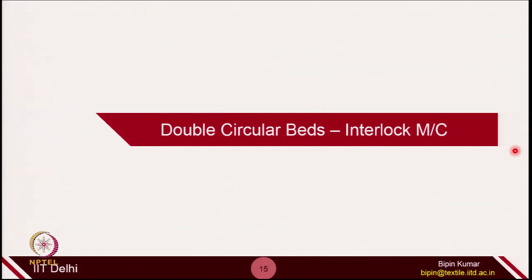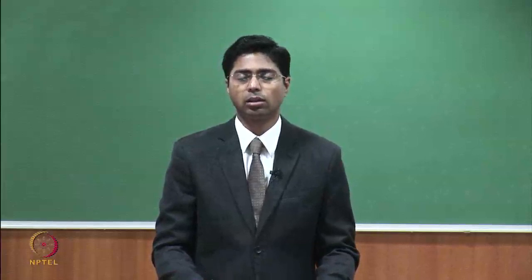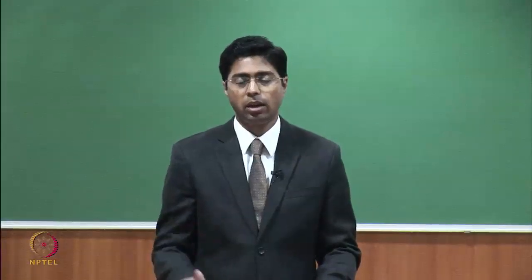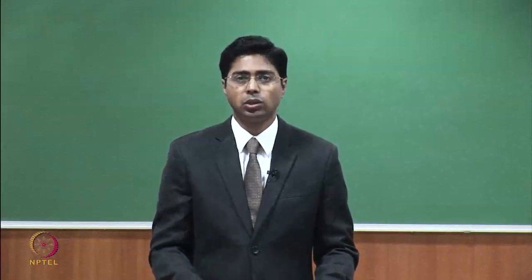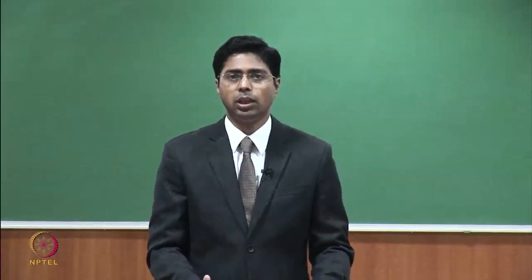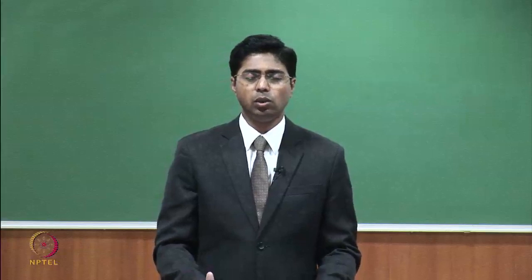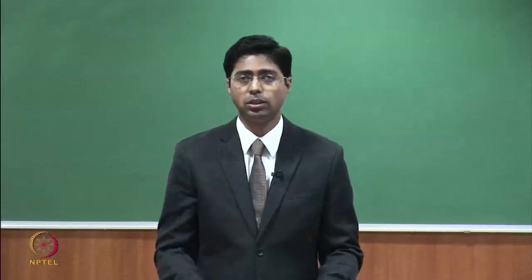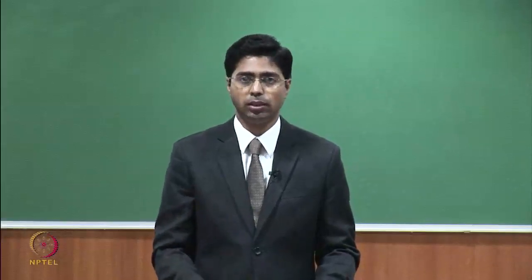Now, we are going to move to another category of circular bed machine which is called the interlock machine. This is also very popular, and interlock fabrics are used in t-shirts, in undergarments, in pressure garments. So this bed is also very popular. The nature of this bed looks similar to the rib circular knitting machine, but there is a certain difference between these two types of machines. We are going to understand these two machines.